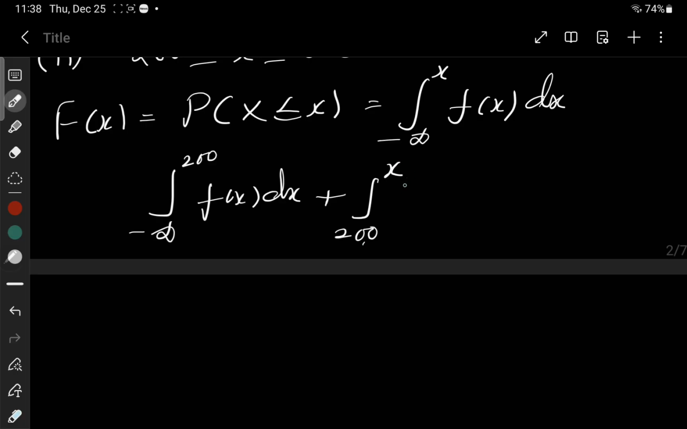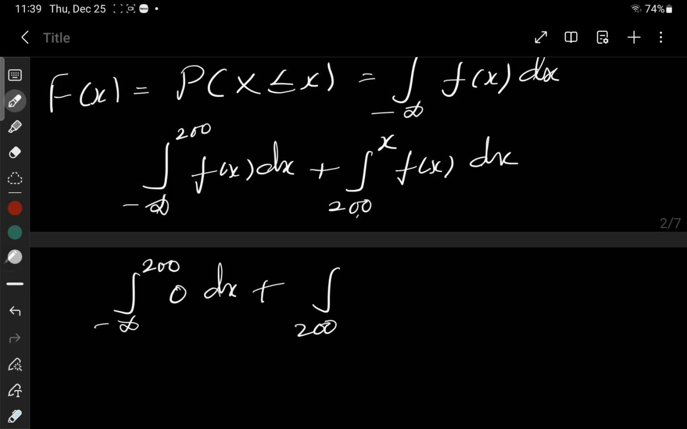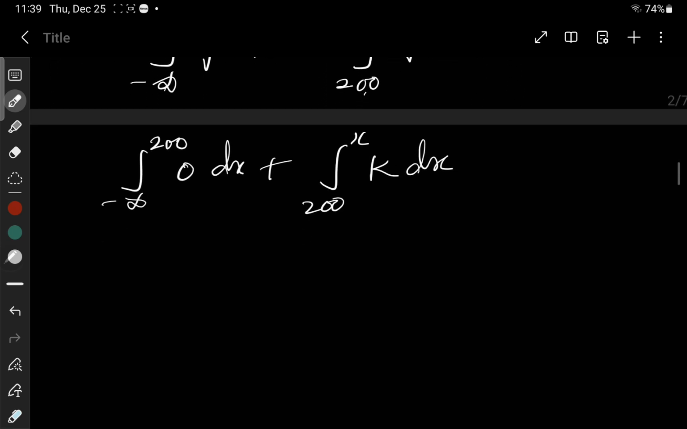After 200, what will happen? F of x dx. So for minus infinity to 200, for less than 200 the function is 0. So minus infinity to 200 of f of x is 0. But after 200 to 600 only we have the function as k into dx. So this is 0. So k we take outside. Integration of dx.